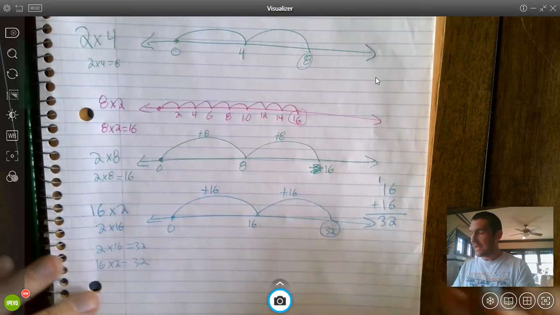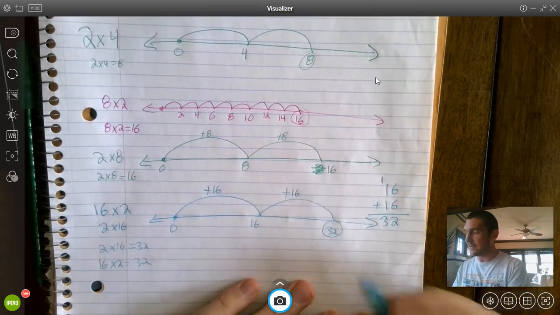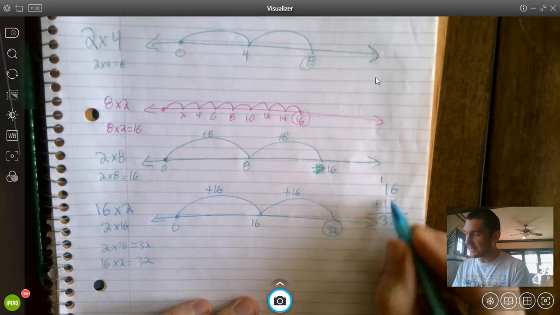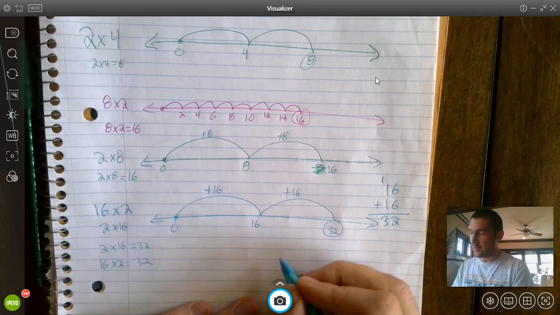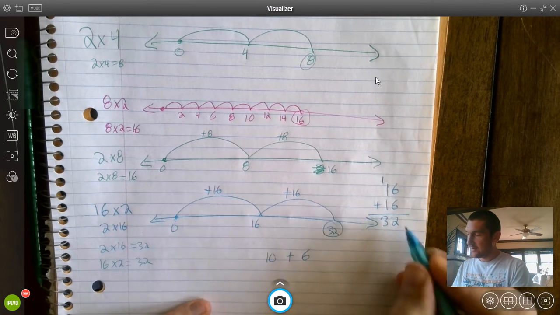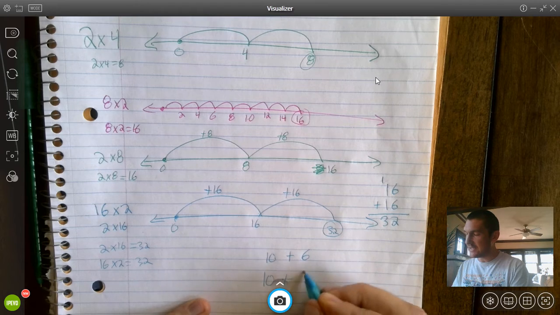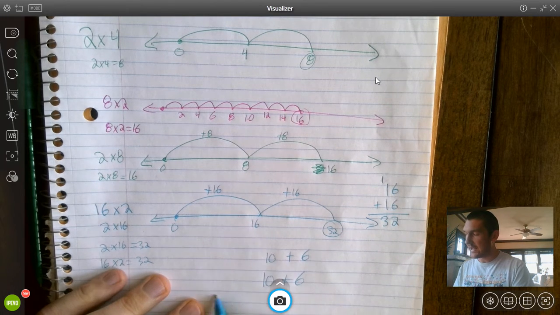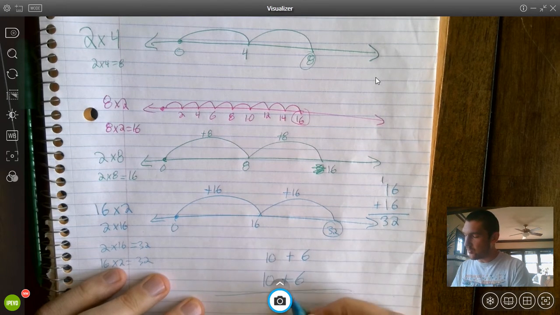Okay? If this way is a little tricky for you, another way you can think about it, you can think about 16 and 16. Well, 16 is also 10 plus 6. So if we're adding 10 plus 6 2 times, okay, 6 and 6 is 12, 10 and 10 is 20.